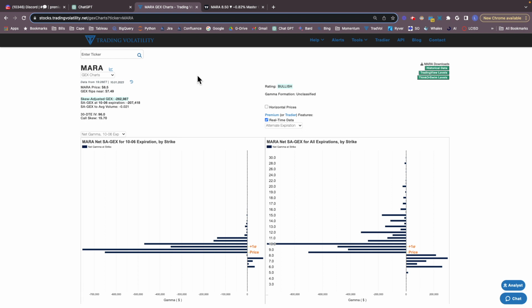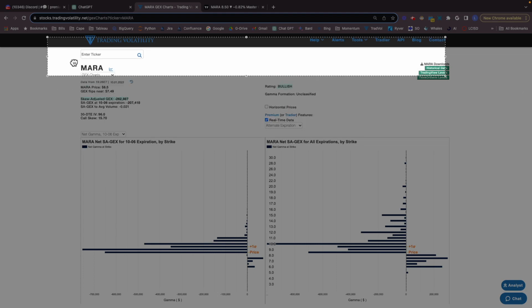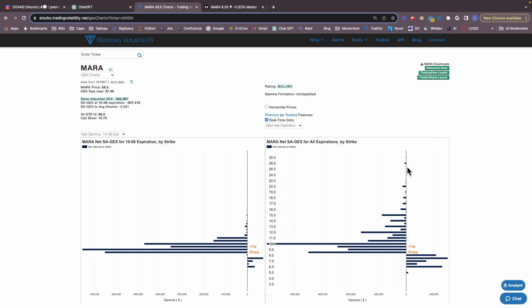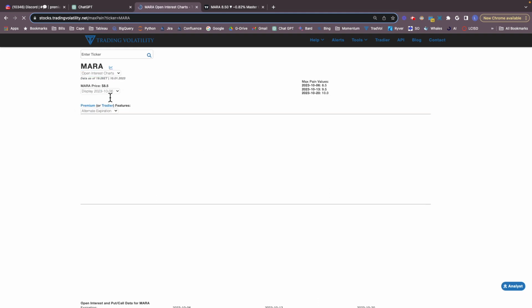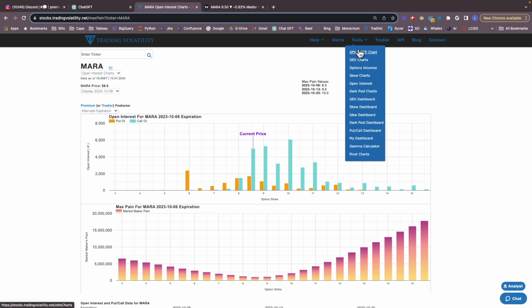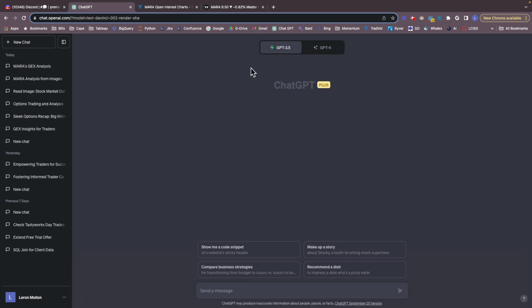So what's the trick? The trick is you go in, you screenshot this page here, which I already did. And then I also went to the open interest and screenshotted the open interest and the max pain values. Then I'm going to go in here. I have my ChatGPT reader. I have it set to where it can read images. And what I'm going to do is put in the Mara here.